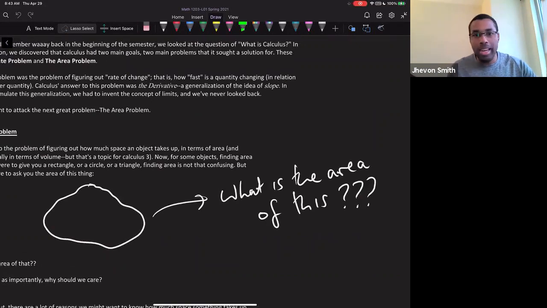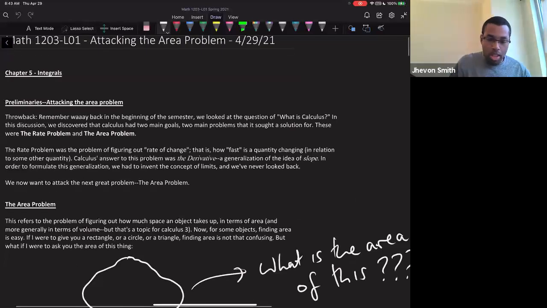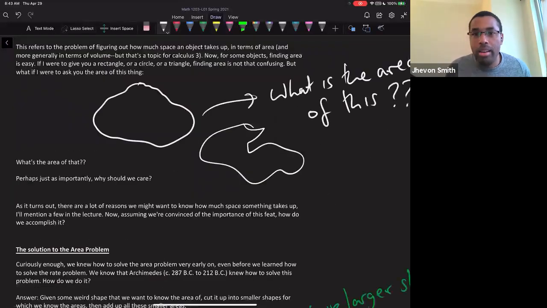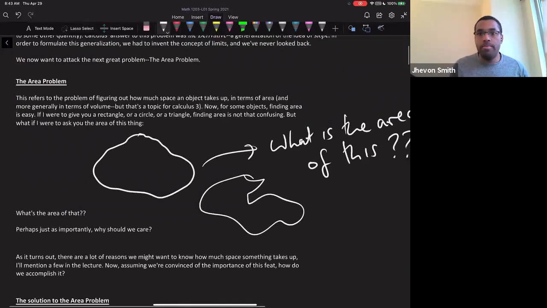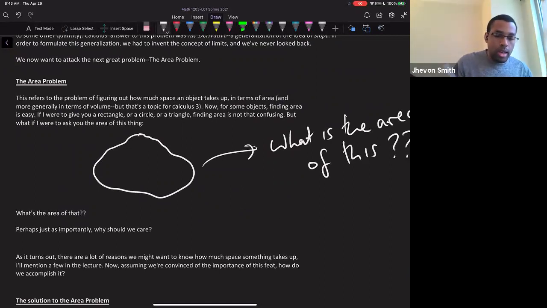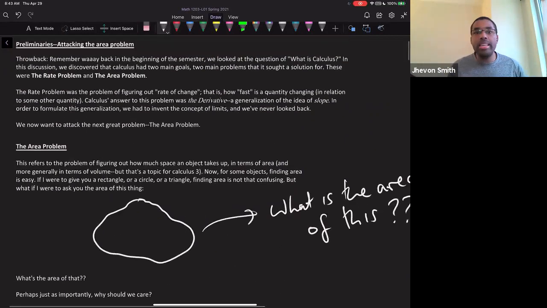And even if you could come up with a nice formula for this blob, I could just draw some other random blob. Okay, what's the area of that? And now you'd have to come up with a whole new formula. There's no nice systematic way to come up with a formula for every random blob that someone could come up with. So the area problem is seeking a solution to that. Is there a sophisticated way that we can go about finding the area of some random thing, or the volume of some random thing?